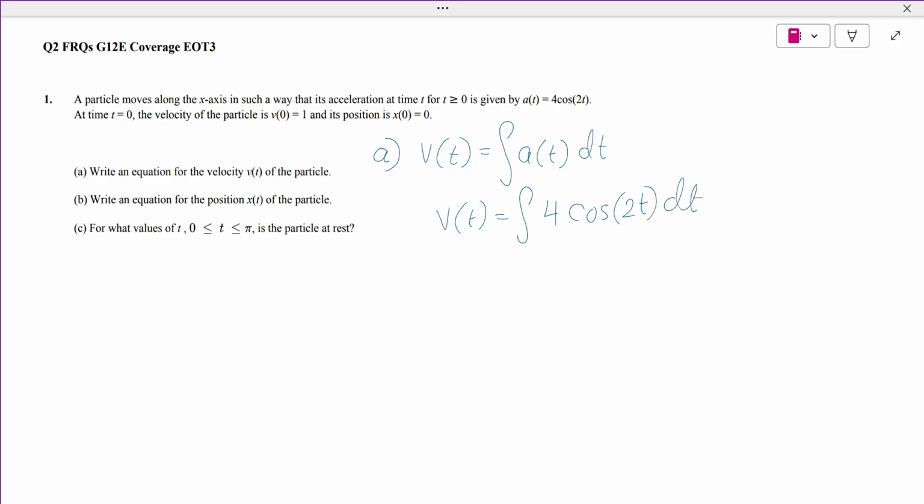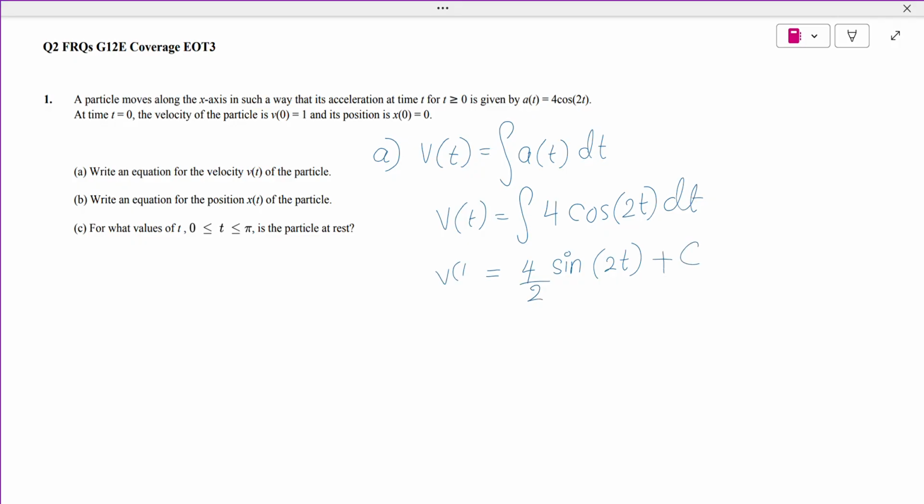So what is the integral of cos of 2t? First of all, the 4 is a constant, a coefficient, we can leave it in front. So this is 4. Now the integral of cos is sine. So this is sine of 2t divided by 2. It's the opposite of the chain rule. In the chain rule, we used to multiply by the derivative of the inner. Now here the inner is linear, so we divide by its derivative. So you divide by 2, plus c.